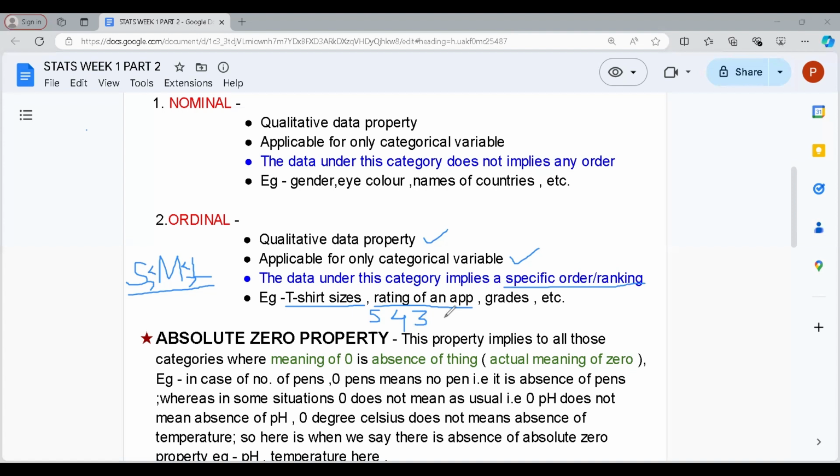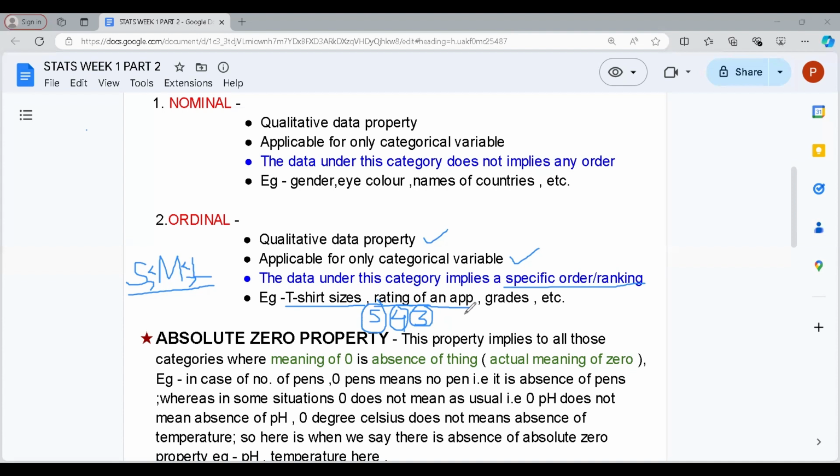Here also you should keep in mind that although 5, 4, 3 might seem like numbers and you can get confused them as numerical variables, eventually this is not the case, because in the rating system, 5 is usually marked as excellent, 4 is marked as very good, third is marked as good.